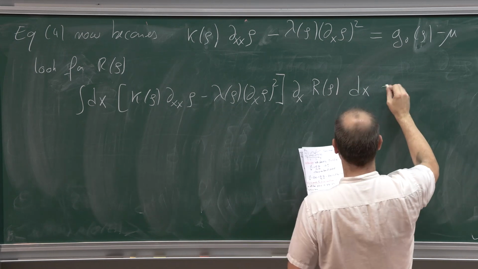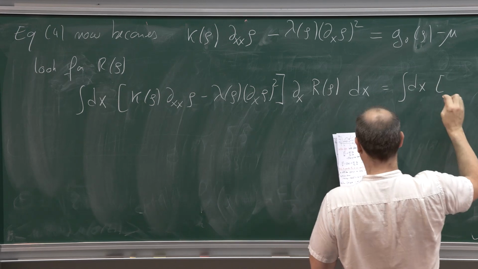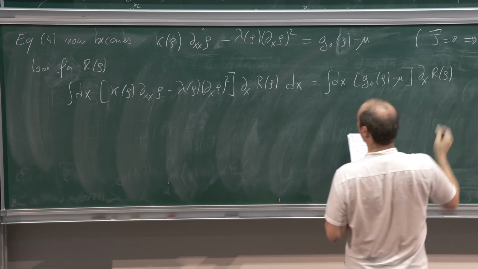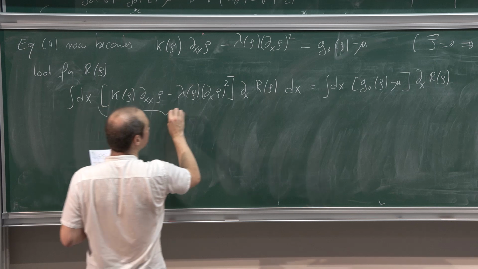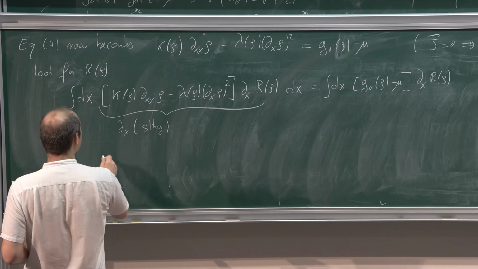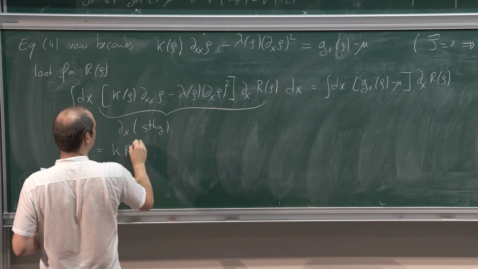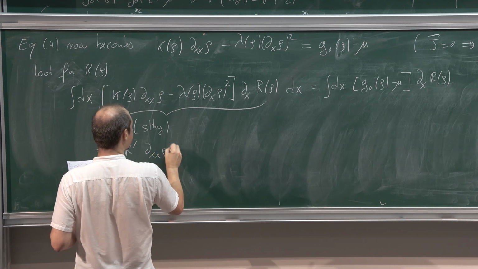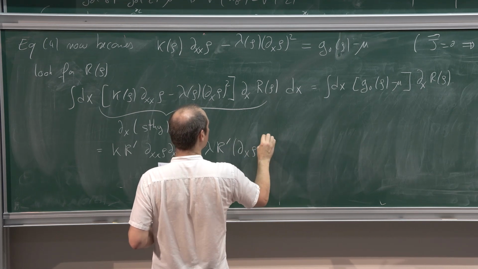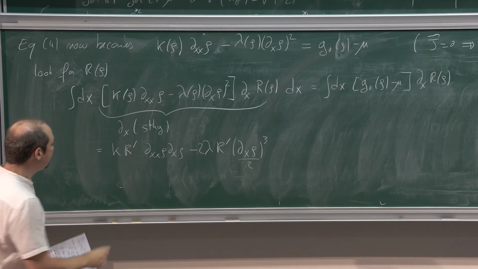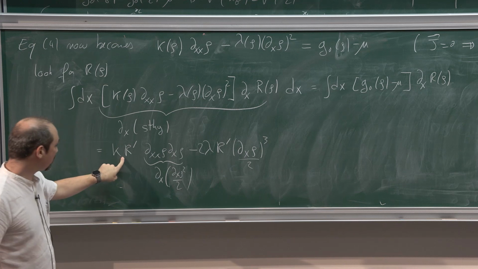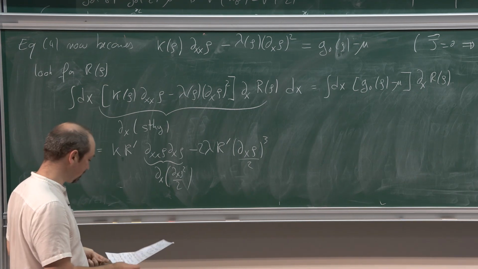Dx. And this will be, by definition, the integral dx of j naught of rho minus mu times dx of R of rho. Okay? And we want this to be dx of something, so that we can compute it. Now, if we look at this equation, we can see that we have kappa r prime dx rho dxx rho minus lambda r prime dx rho cube. So I can divide by 2 and put a 2. This is the derivative of dx rho square over 2. So if this guy was the derivative of that guy with respect to rho, then we would have a total derivative.